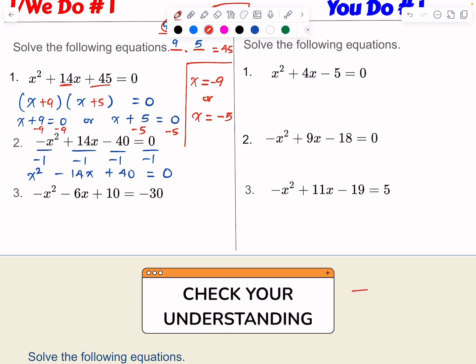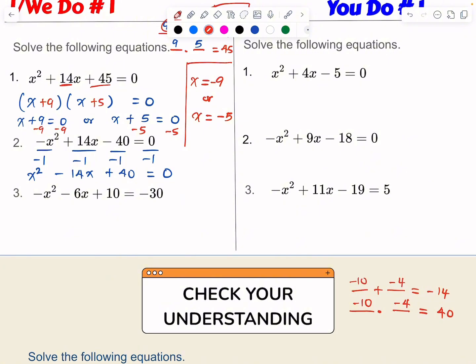That if I add those two numbers, I should have negative 14. And then if I multiply those two numbers, I should have negative 40. So you go ahead and tell me what are those two numbers. Those two numbers will be negative 10 and negative 4, and that will give me 40. Also negative 10, negative 4 will give me negative 14.